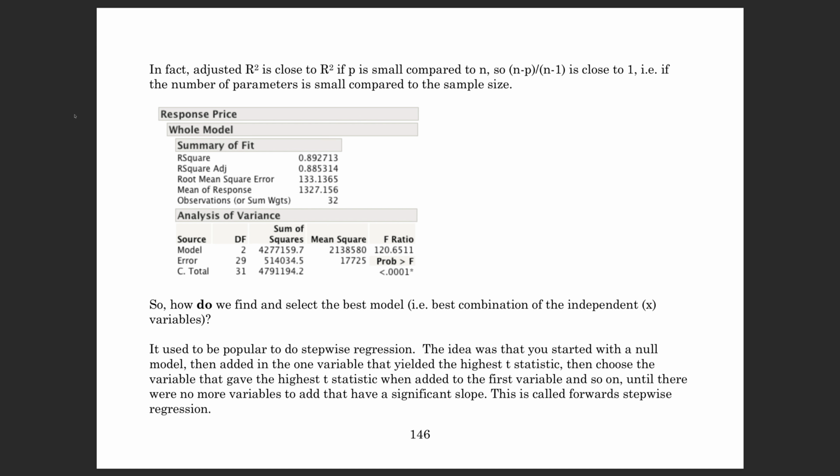And then you would say, okay, having added that variable into the model, now let's look at all the other variables to see which one has the highest t statistic when you add it to the one you've already added. So you keep on adding variables until there were no variables left that still have a significant test result. So this was called forwards stepwise regression.